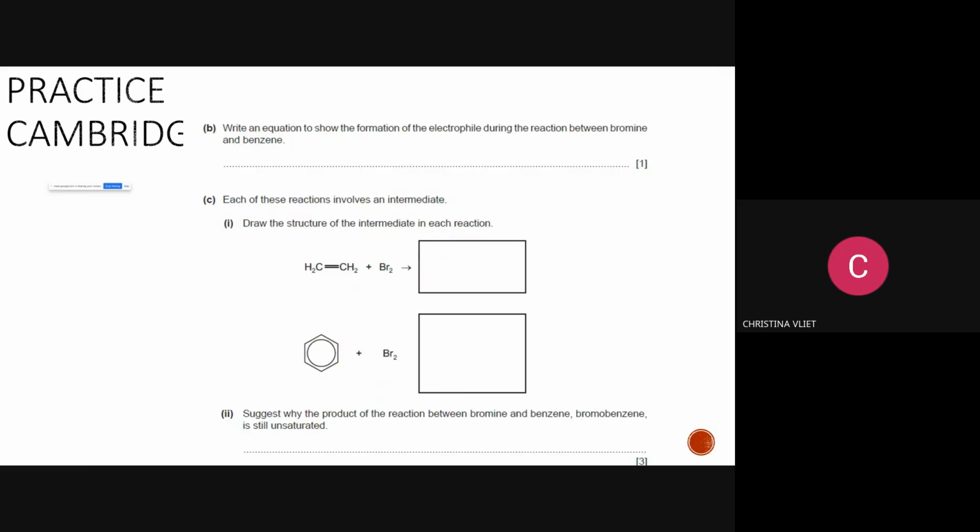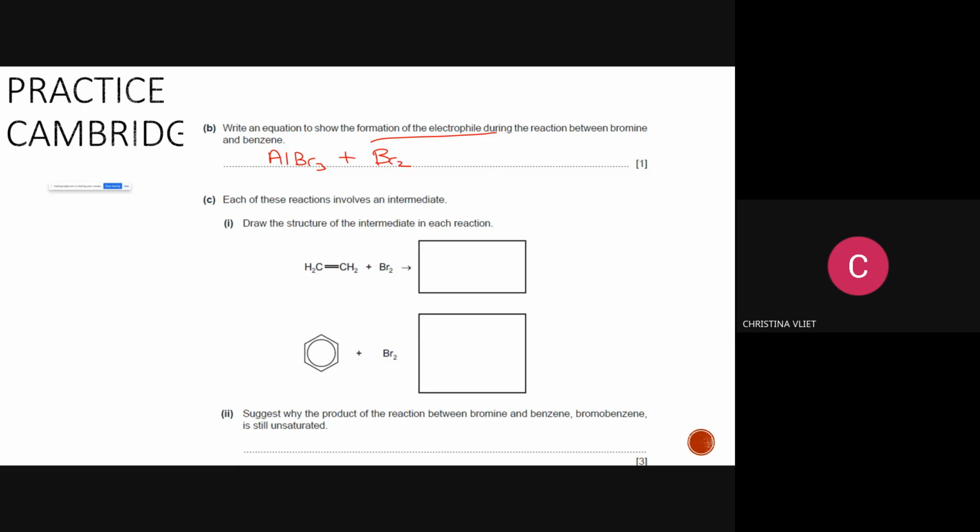Here we go. Write an equation to show the formation of the electrophile during the reaction between bromine and benzene. So how would I show the electrophile being formed? How do I generate the electrophile? They didn't tell me what catalyst to use, so does it matter? Yes, go ahead, Fred. AlBr3 plus what?